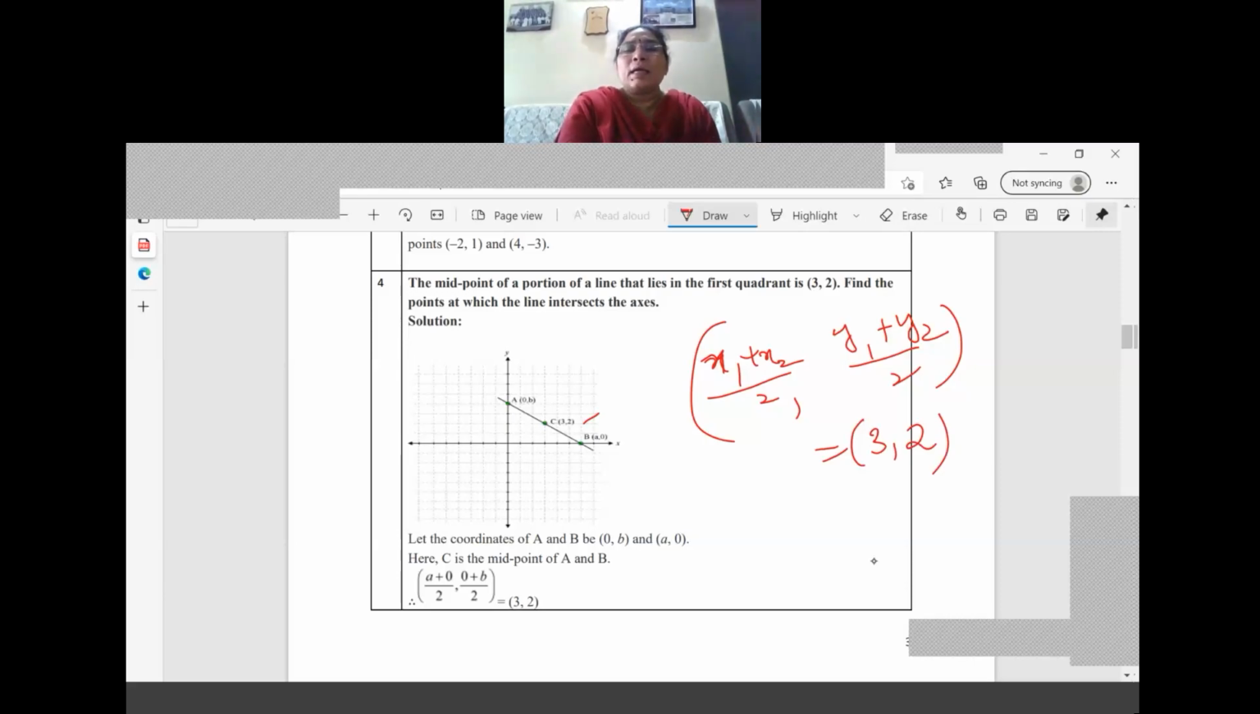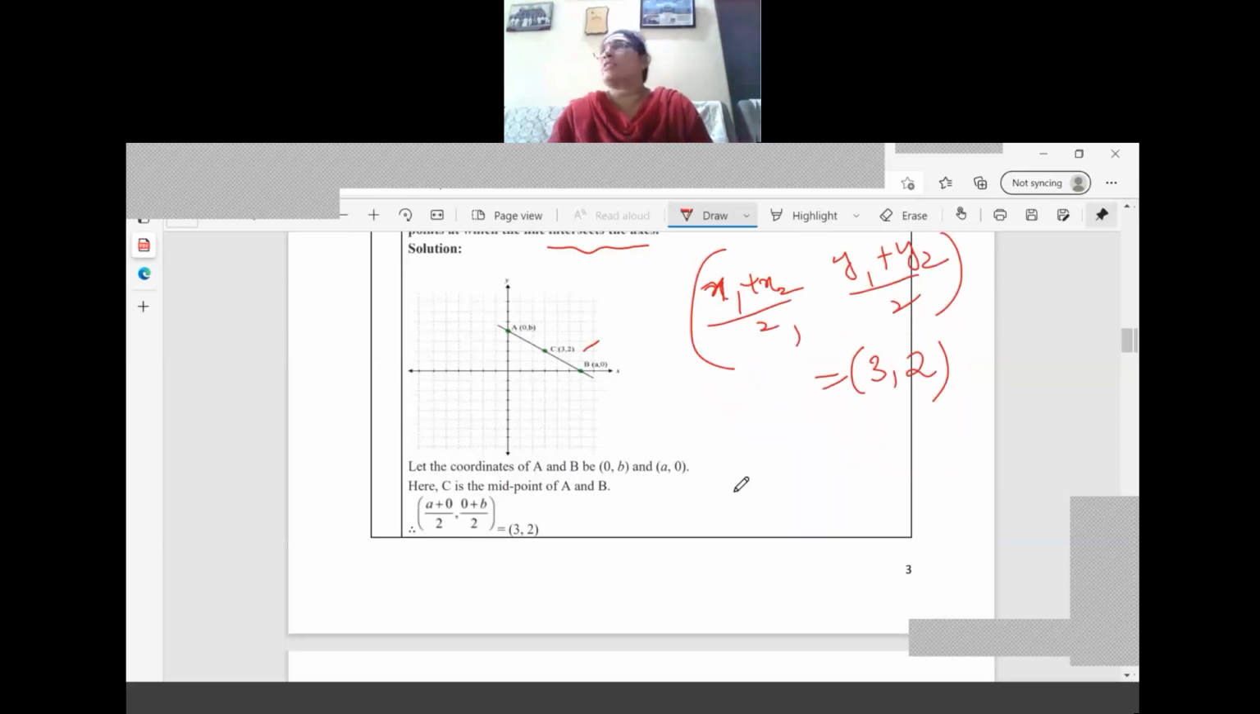Now it is clearly told that it is intersecting the axis. So it is a comma 0 and 0 comma b. In the diagram it is taken. That means on the x-axis, x value will be present, on the y-axis, y value will be present, right? So let us take here that a comma 0 and 0 comma b respectively, the points a and b.